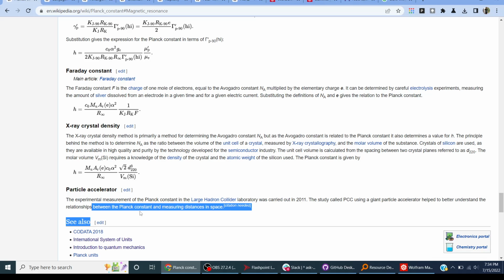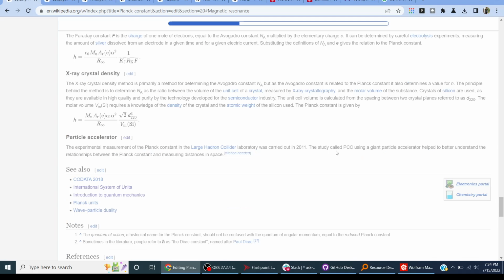measuring distances in space. Okay, that's kind of confusing. I don't really know what they're talking about here. So let me see if I can find a citation.